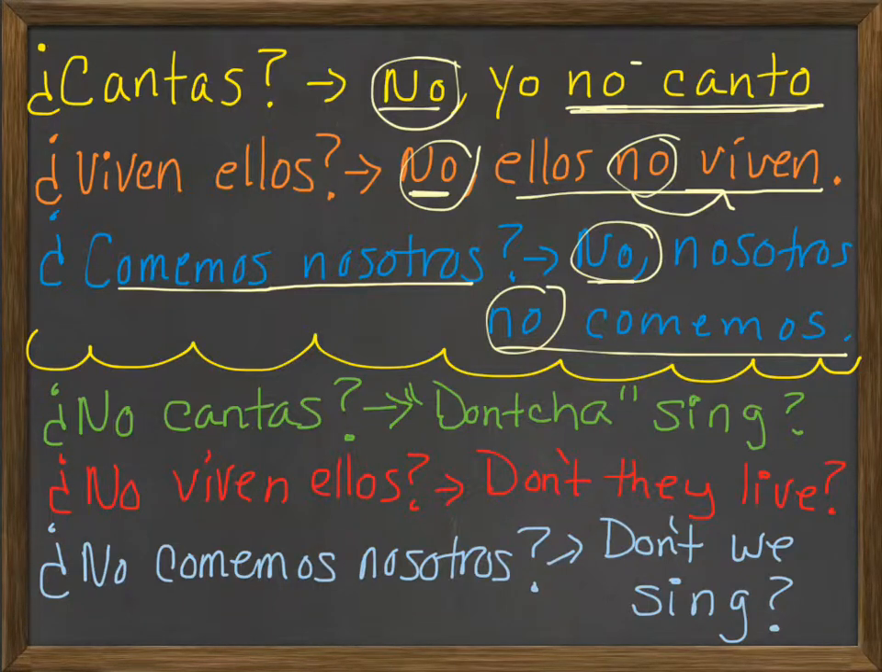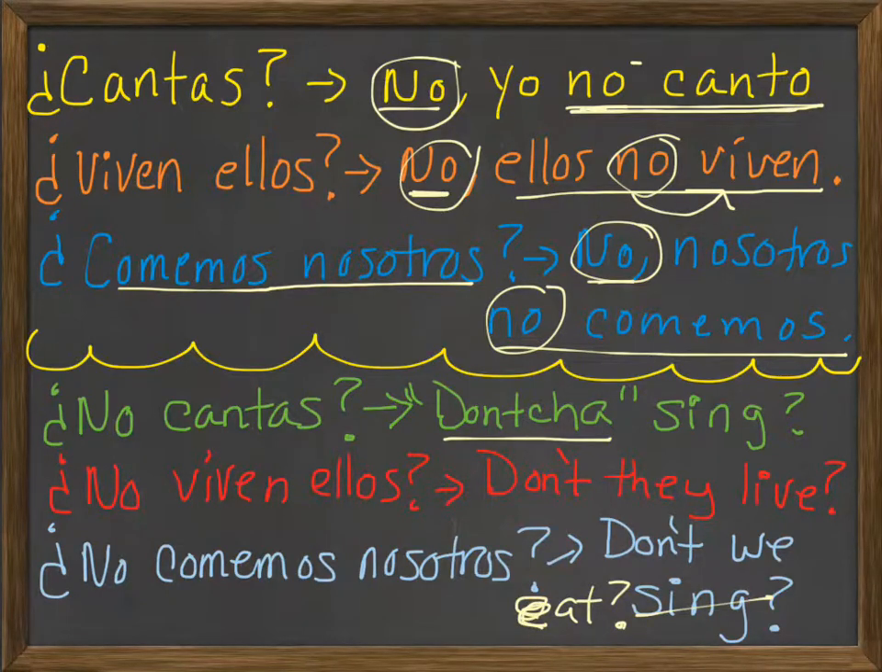Now, if you see something like this, no cantas, don't forget it kind of means don't ya, or don't you. So no cantas would be don't you sing. And if it said no viven ellos, that would mean don't they live? And if you saw no comemos nosotros, don't we eat?